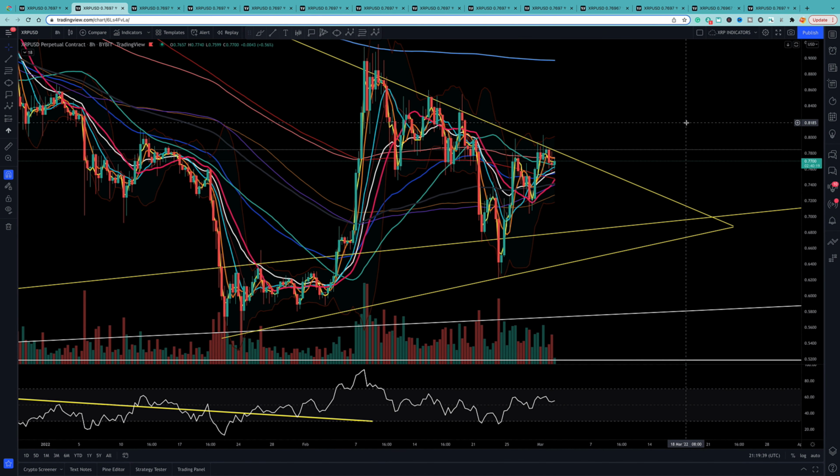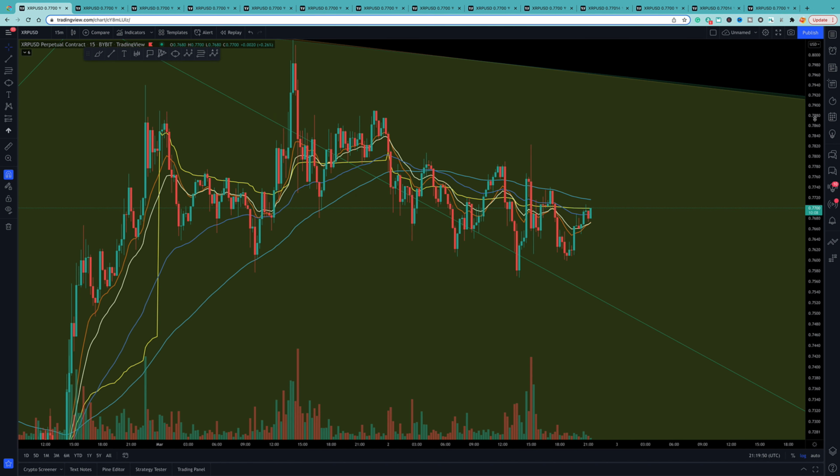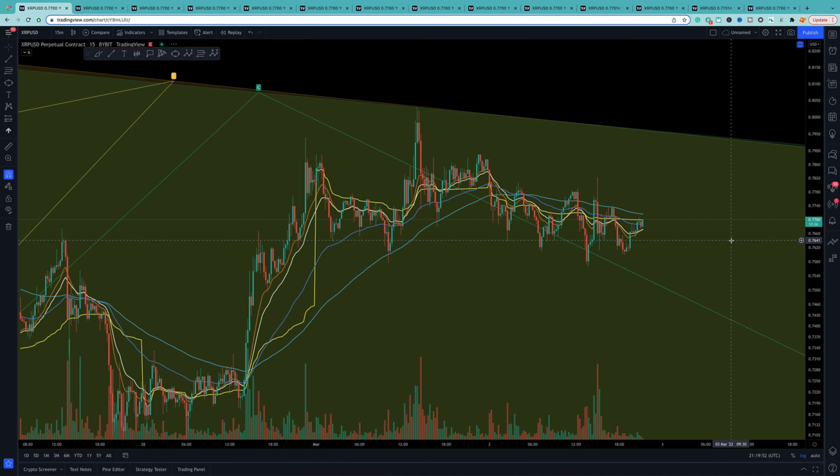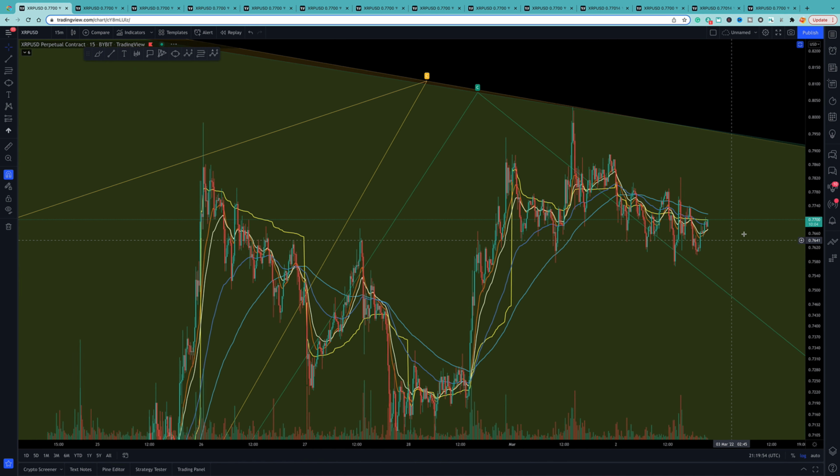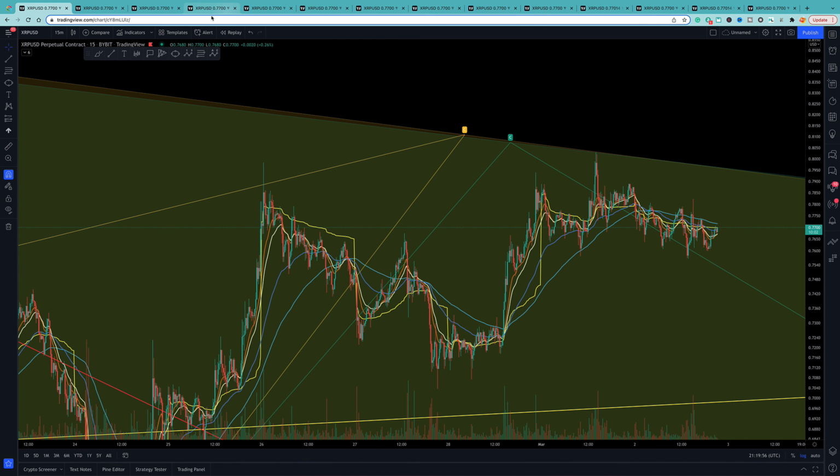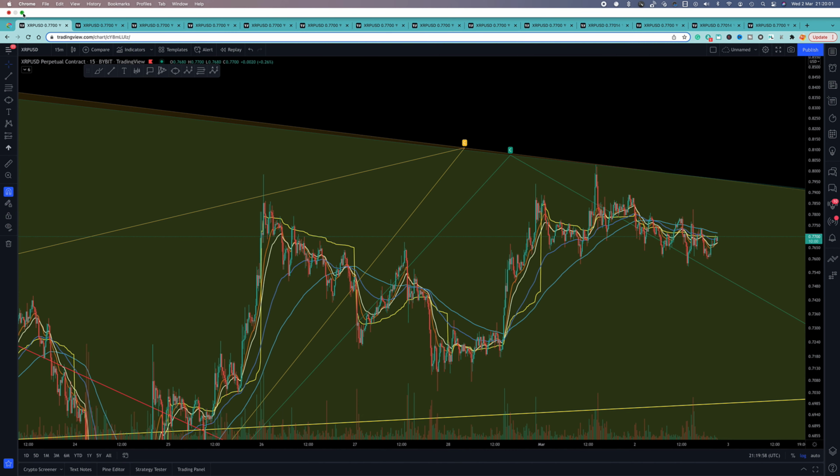Now the conversation that we're going to look at tonight is how do you recognize the difference between a breakout and a fake out?